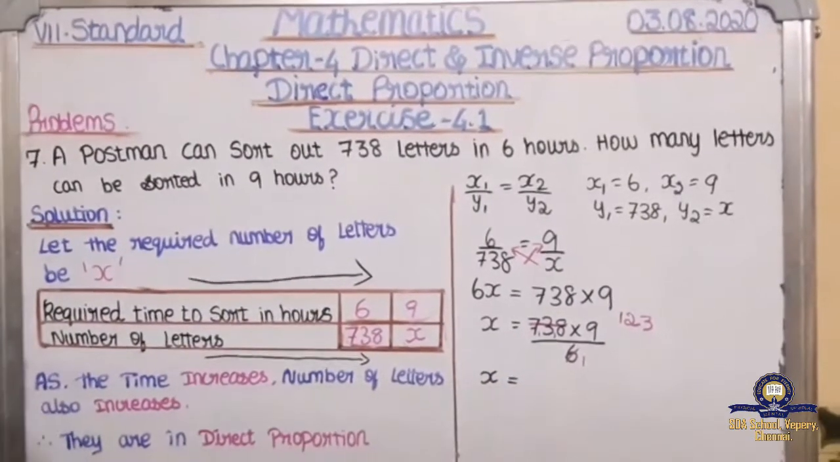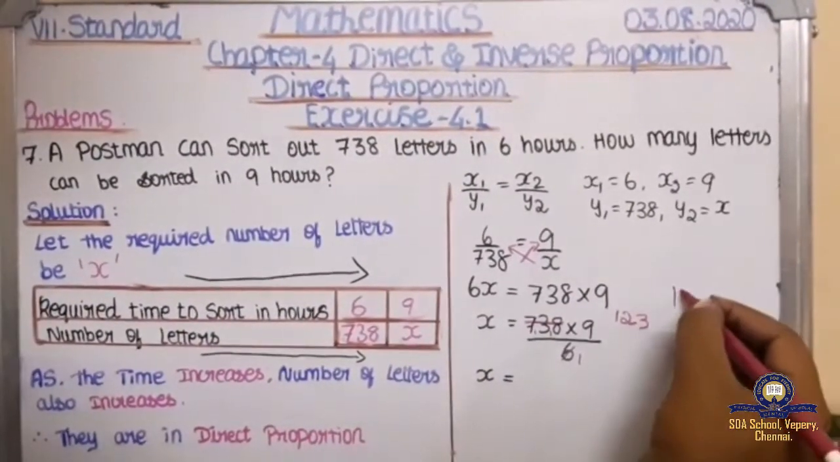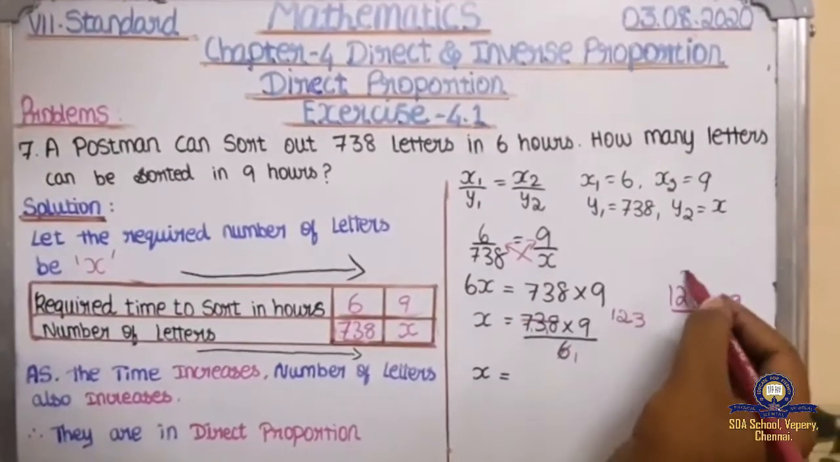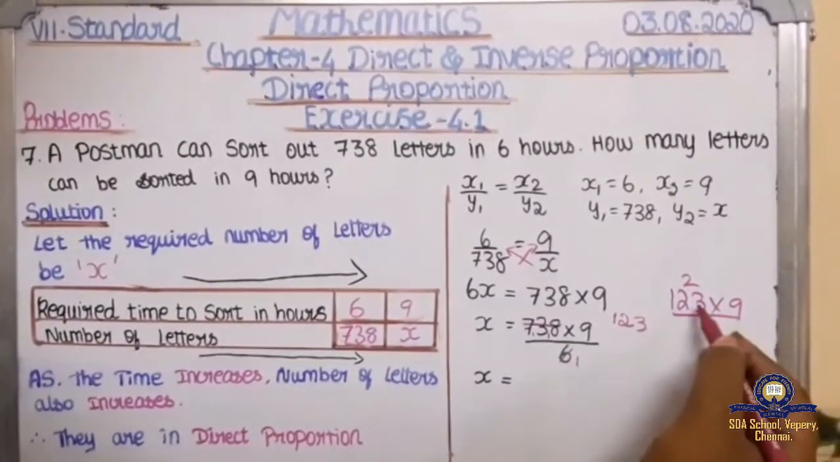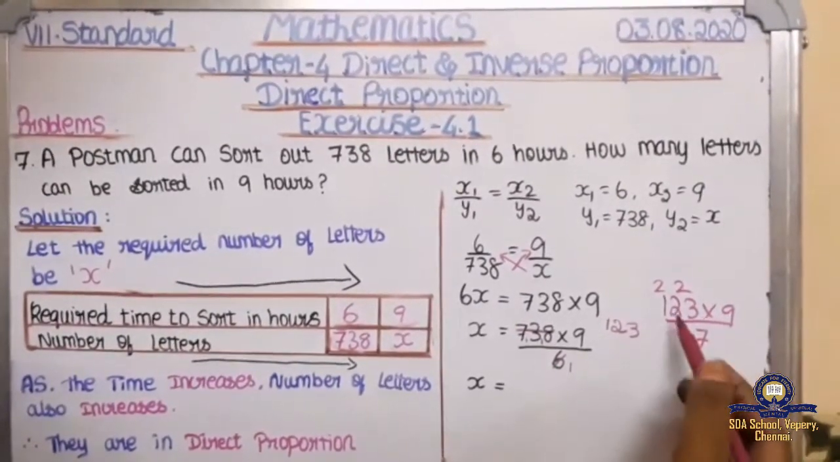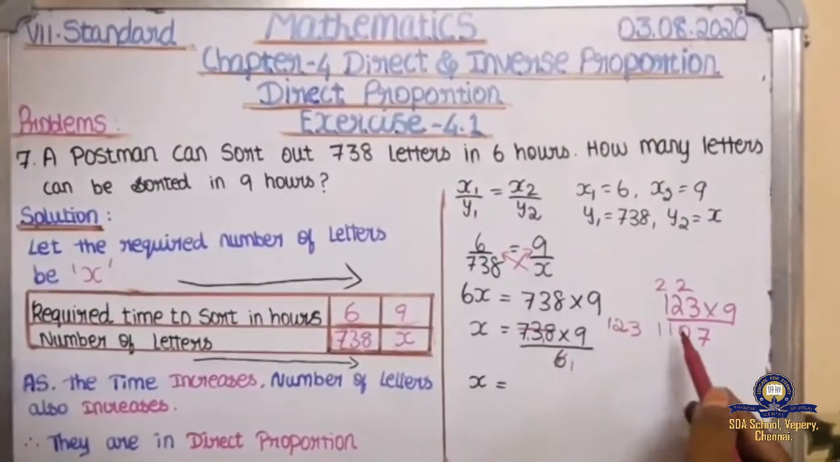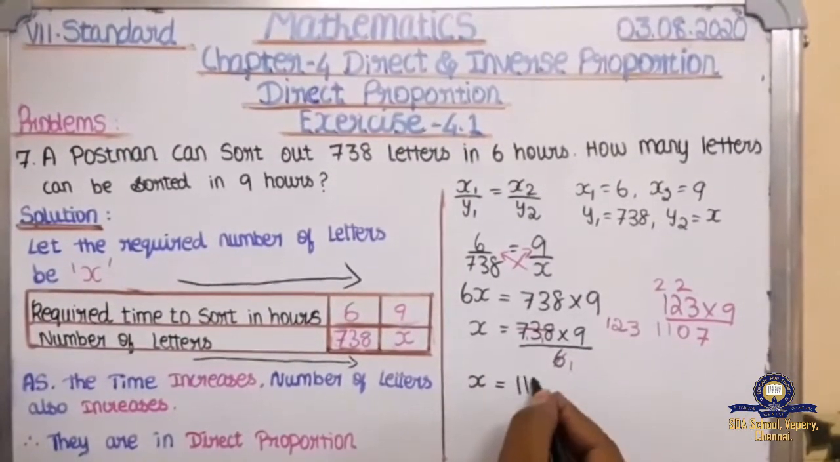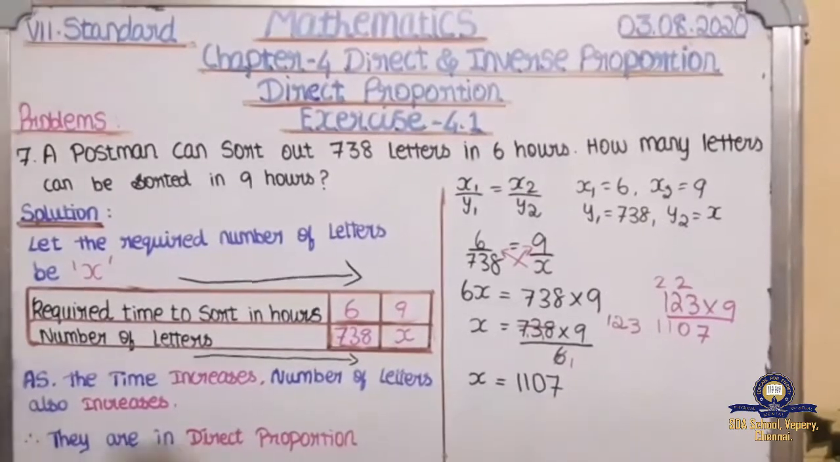123 into 9 we need to multiply. 123 into 9. 9 3s are 27. 9 2s are 18. Plus 2, 20. 1 9 is 9. Plus 2, 11. So we get the answer that x is equal to 1107.